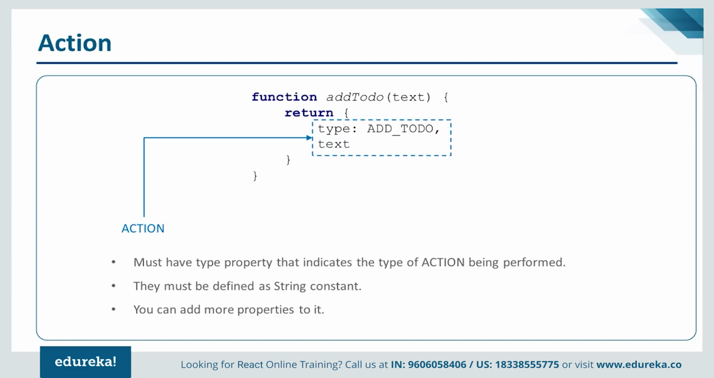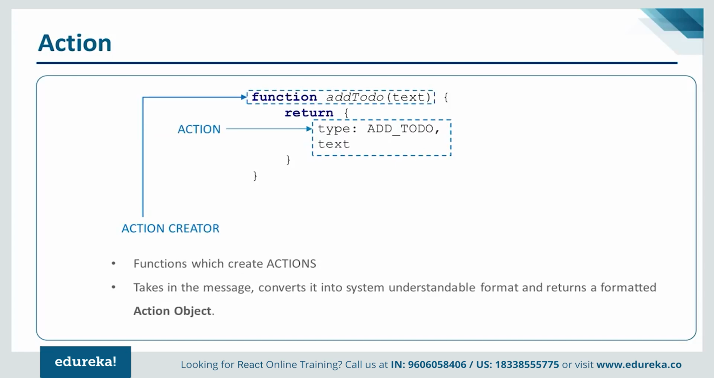This is very important to understand that every action needs to be defined as a string constant. And then again, you can add more properties to it. Now, action creator. Functions which create actions are called action creators. As you can see, this is the function add2. So this is called the action creator. It takes in the message, converts it into a system-understandable format, and returns a formatted action object. So as you can see again, this type is the mandatory part for any action in Redux.